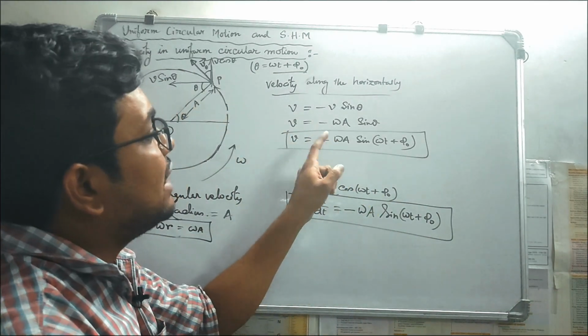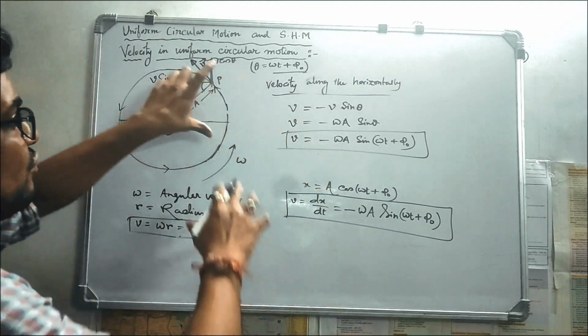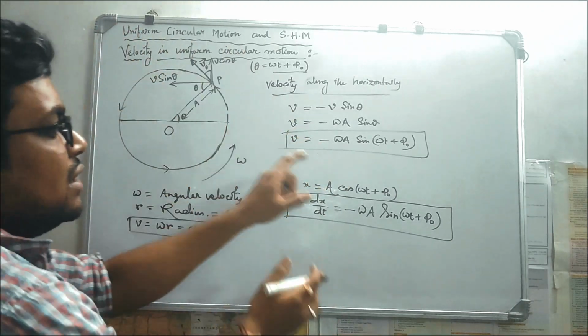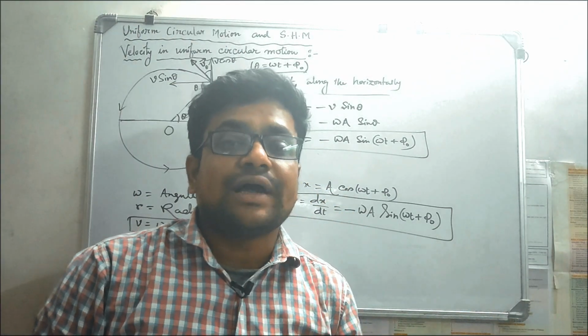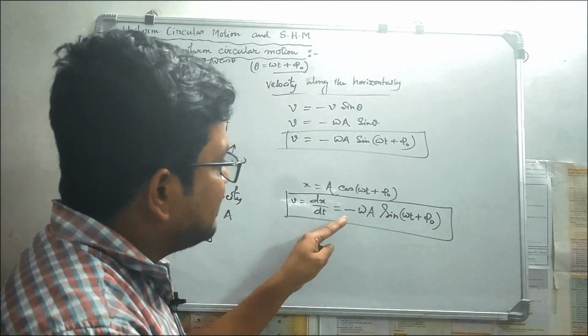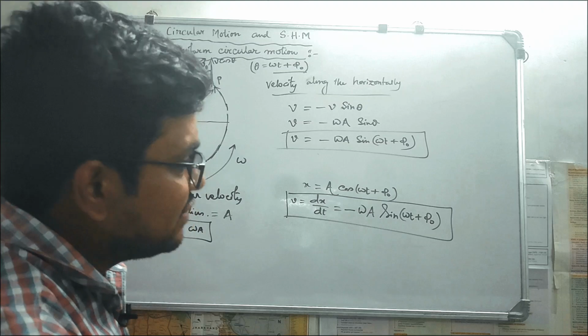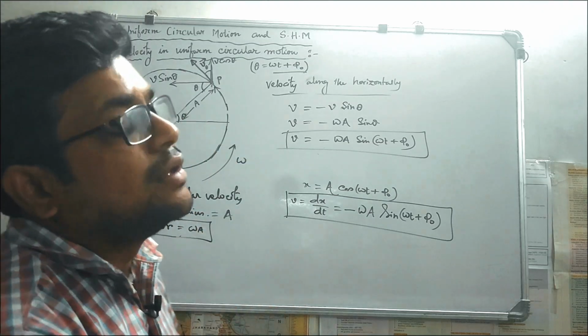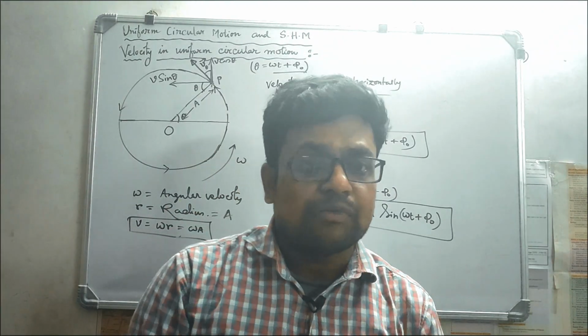This is the velocity expression I have calculated from the uniform circular motion, and this is the velocity expression using the derivative of the displacement, right? So you can see both are the same actually, right? So this is how you have to calculate the velocity in uniform circular motion.